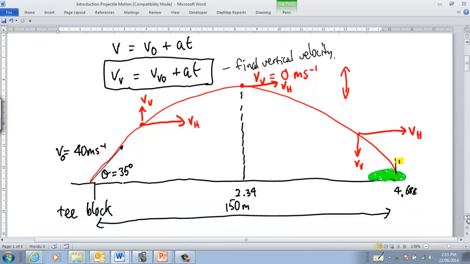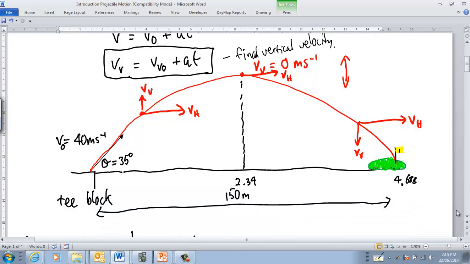So if we're talking about an example of hitting a golf ball towards a tee, and I'm a keen golfer, so I'll be talking about golf and other things that make sense, hopefully to me, and they'll make sense to you. In this example, the launch angle is 35 degrees, and we're launching this golf ball from the tee block, which is basically the same level as the green itself. The speed the ball goes off with is 40 meters per second at an angle of 35 degrees.